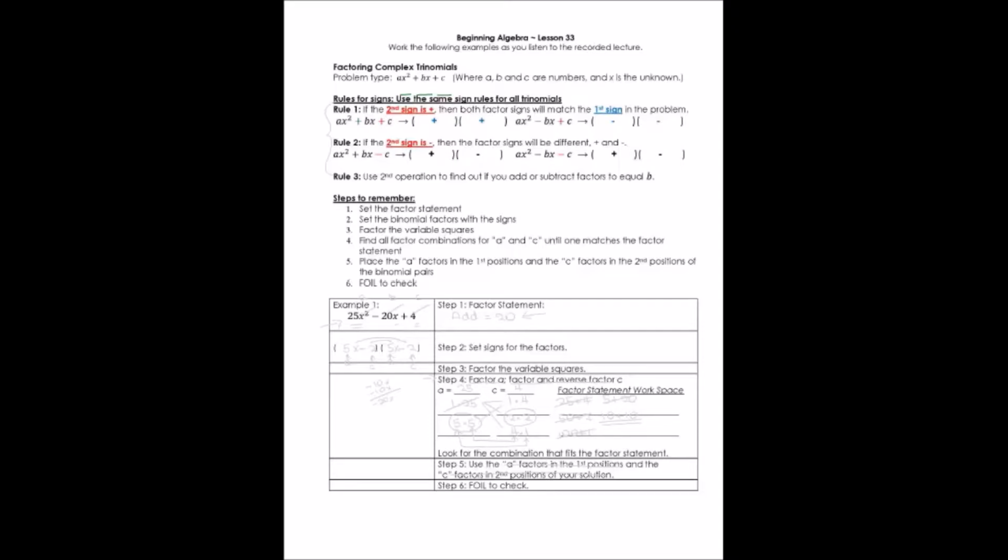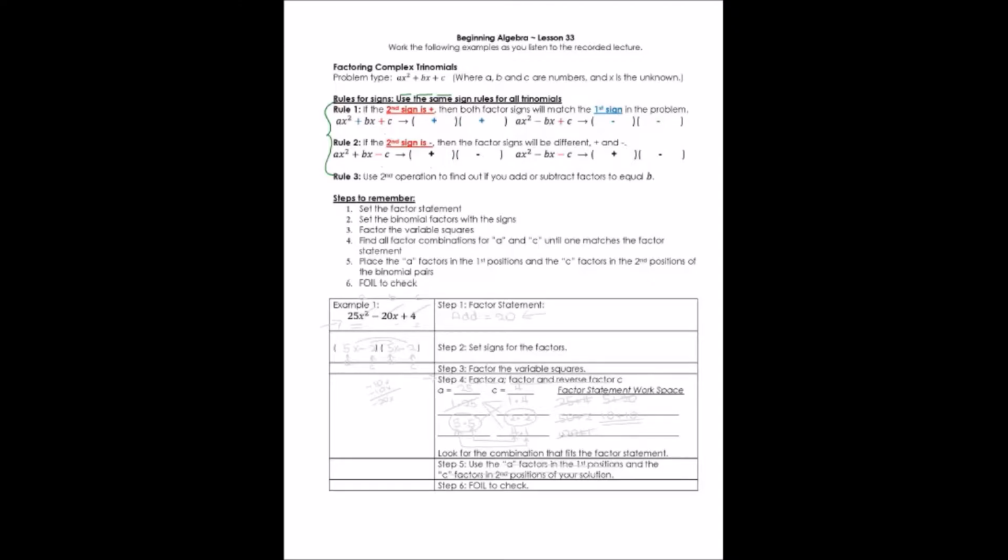However, when we set the signs, it's exactly the same way. We look at the second operation. If it's positive, it tells us to use the first operation for both signs. If the second operation is negative, it tells us to use one of each sign for our binomial pairs. So that hasn't changed. The next thing is the factor statement. It really doesn't change either.